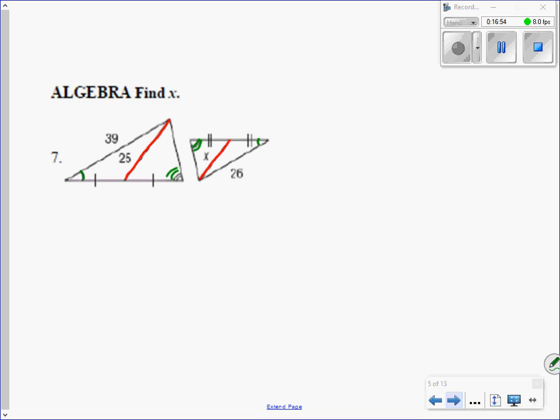So now the scale factor between these two similar triangles will be 39 to 26. Those are corresponding sides on the two. 39 to 26. That reduces, both of these are divisible by 13. It reduces down to a 3 to 2. So these triangles have a 3 to 2 ratio. That means the medians will also have a 3 to 2 ratio. So 3 is to 2 as 25 is to x.